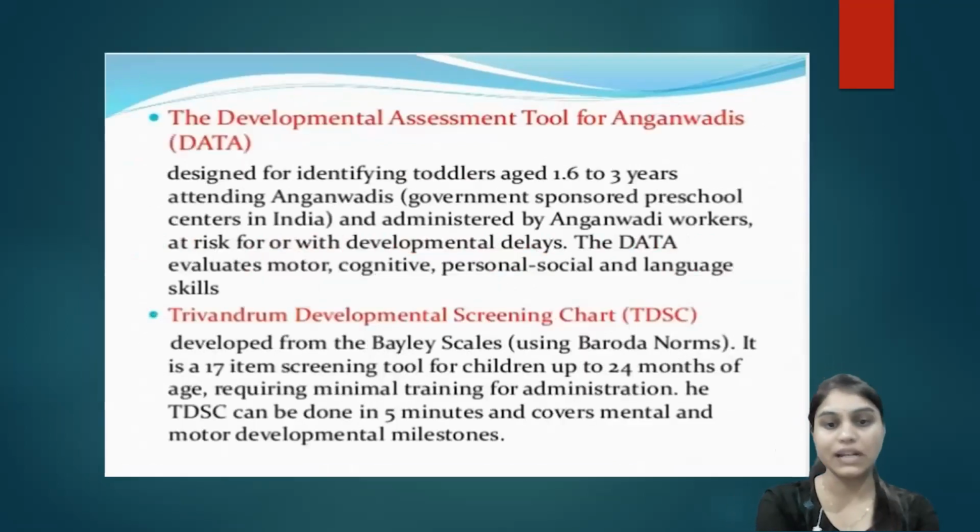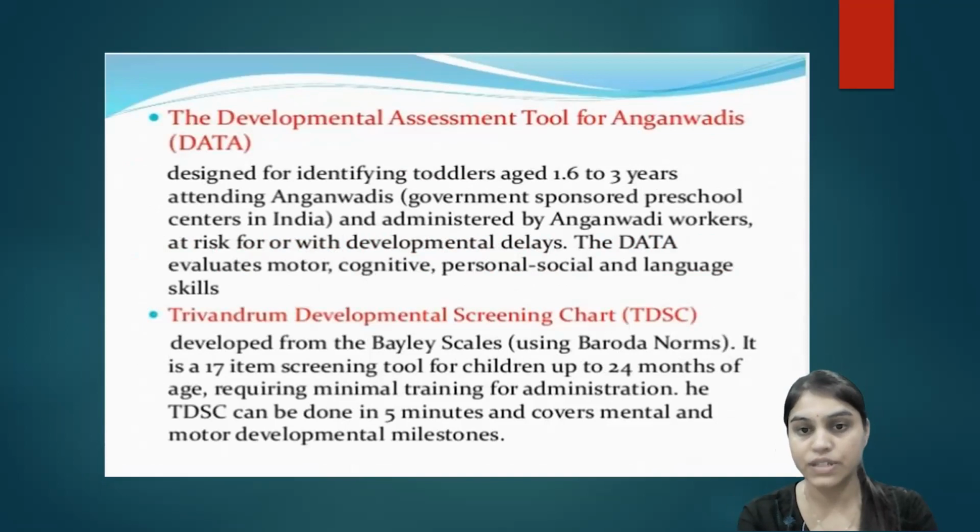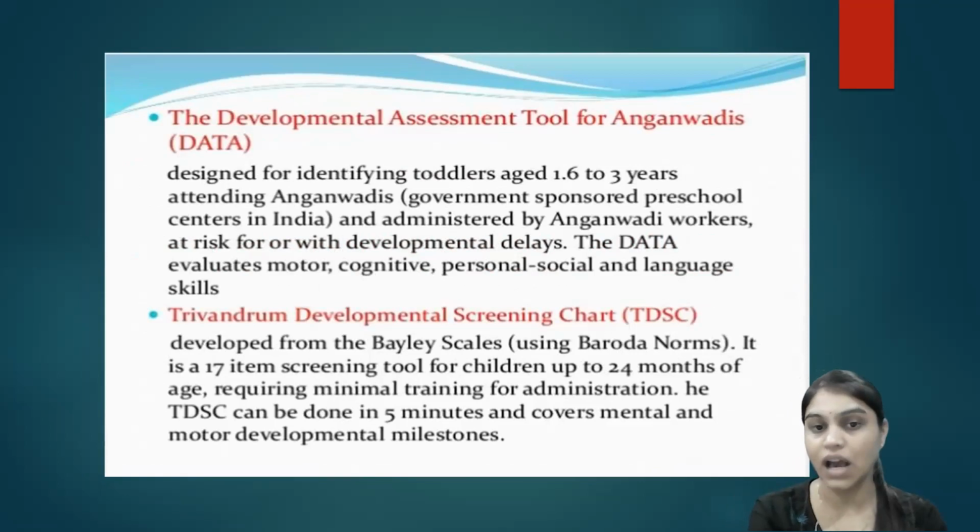The Developmental Assessment Tool for Anganwadis, DATA, designed for identifying toddlers aged 1 year 6 months to 3 years attending Anganwadi, government sponsored preschool centers in India, and administered by Anganwadi workers, at risk for developmental delay. The DATA evaluates motor, cognitive, personal, social, and language skills.